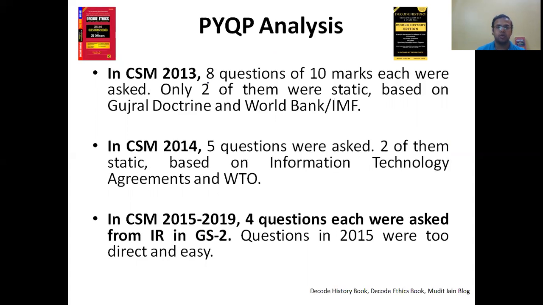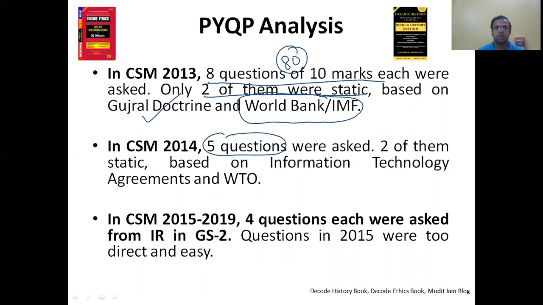As I already told, in 2013, 8 questions of 10 marks each were asked, that is 80 marks out of 250. Two of them were static, the rest were current based. Static questions were on the Gujarat Doctrine and something related to the World Bank and IMF. In 2014, 5 questions were asked. Two of them were again static, like ITA, that is the Information Technology Agreement, and one on WTO.